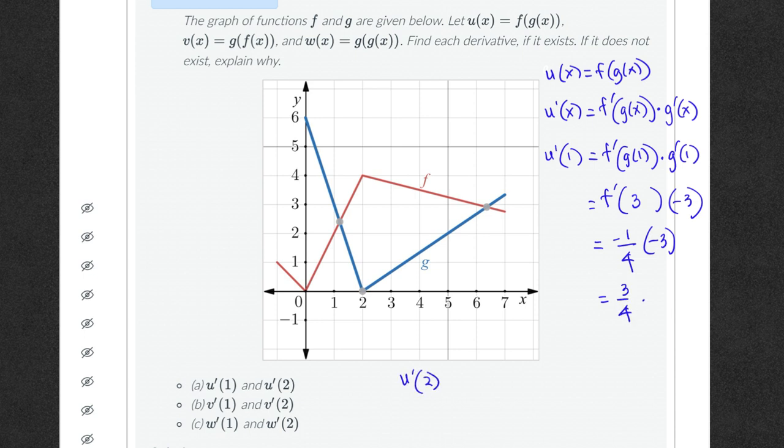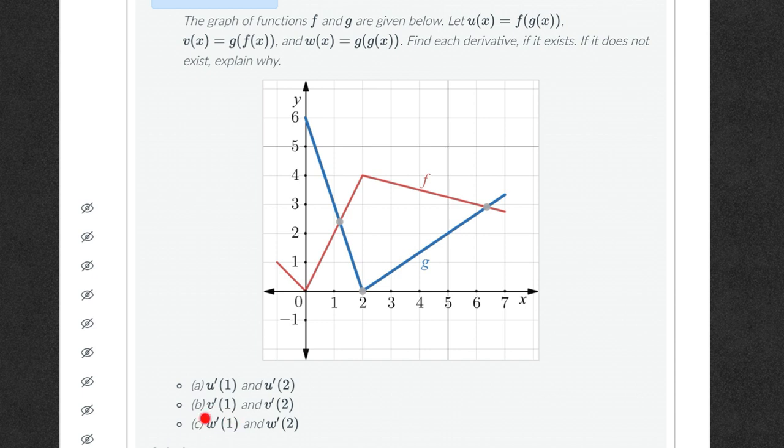U prime of 2 is f prime of g of 2 times g prime of 2. In this case, we don't need to go further because we know that g prime of 2 does not exist. G is not differentiable at x equals 2 because the graph of g has a corner. And so g prime of 2 is undefined, or does not exist. Therefore, the entire derivative does not exist as well.